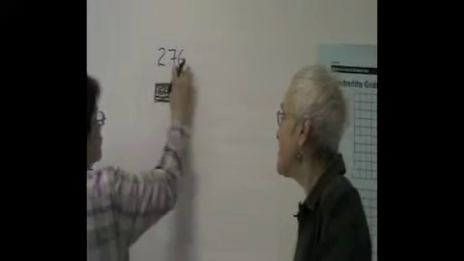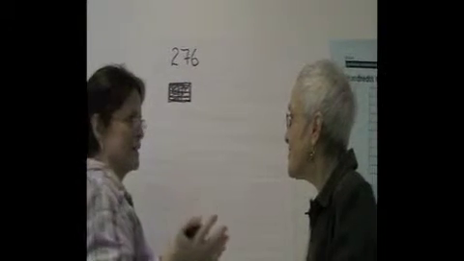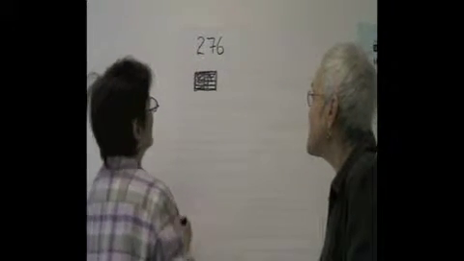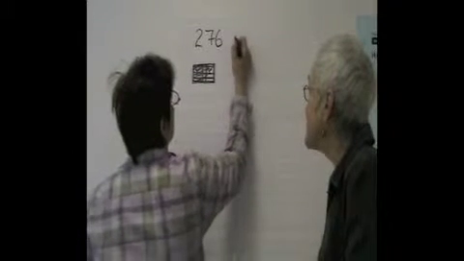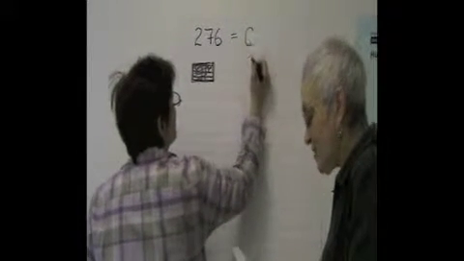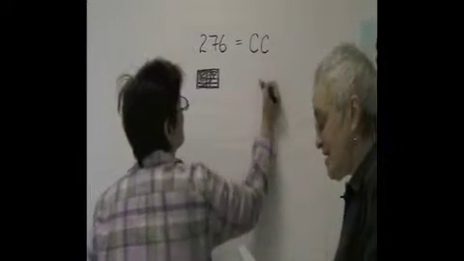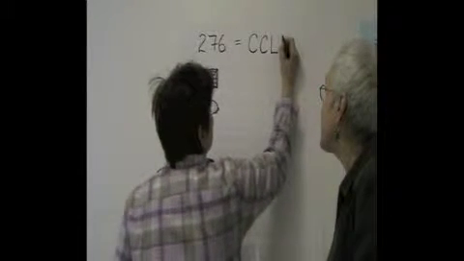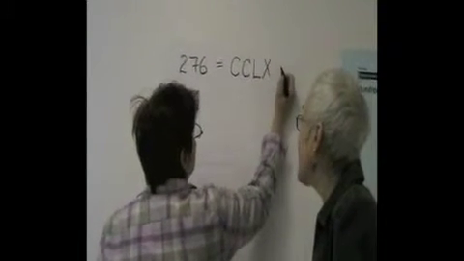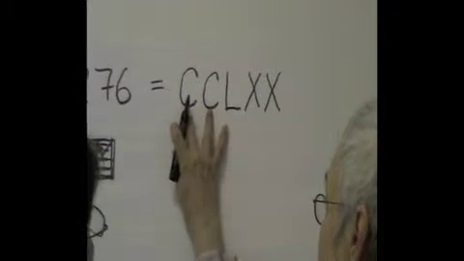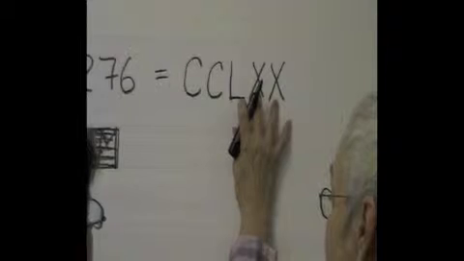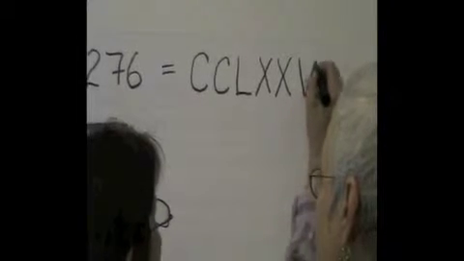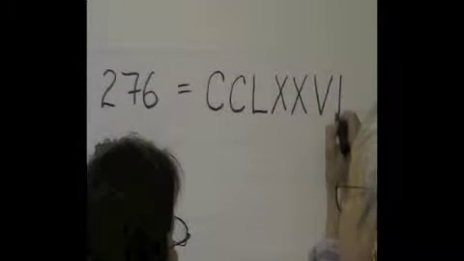So now we're back to 276, and the Egyptians have already gone. Now guess what the Romans would have written. C, C, that's 200. L, that's 50. X, that's a 10. So there's your 200 and 50, and 2 tens is 70. And V must be 5, and I. So that's how the Romans would have written it.